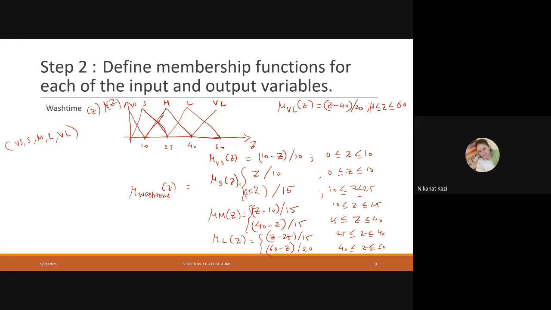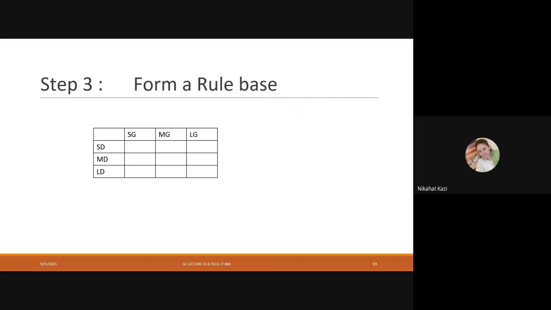Okay. With this, we move on to the next step. That is, you need to form a rule base. When you're forming the rule base, you have to consider the combined effect of the input variables. So when there are two variables, you can write these combinations in the form of a matrix. This rule base, you can write in the form of a matrix.